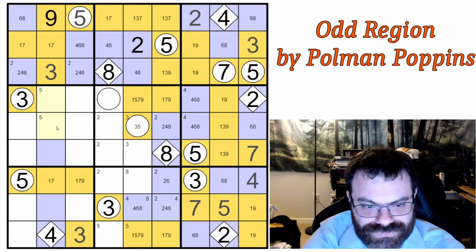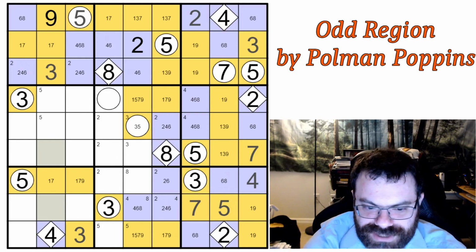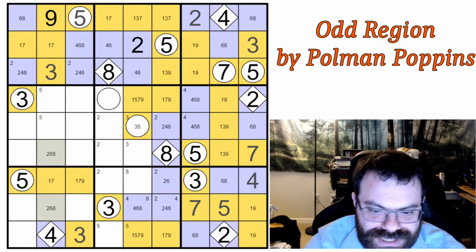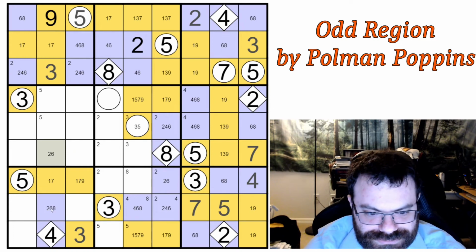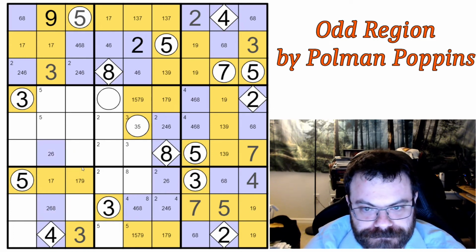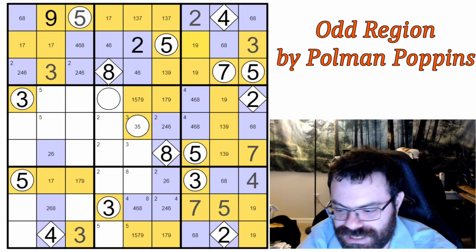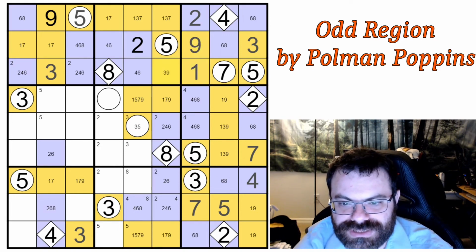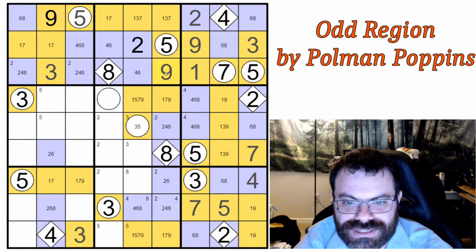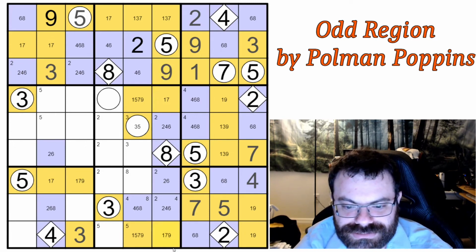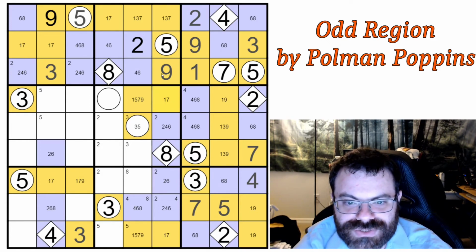One of these is 5 and one of these is even. Got an even 5 pair. This is 2, 6, or 8, and this is not 8. Oh, this 1, 7 pair puts a 9 here, 1 here. This isn't 1. It's not 3 either, so that's a 9. Whoop, that's a 9. That's not 9, and that's not 9. Let's not forget our basic Sudoku.